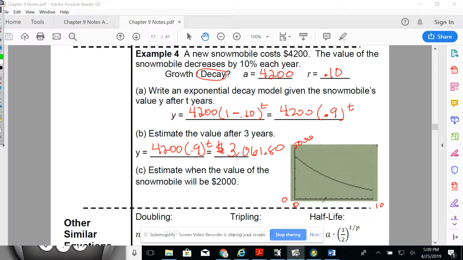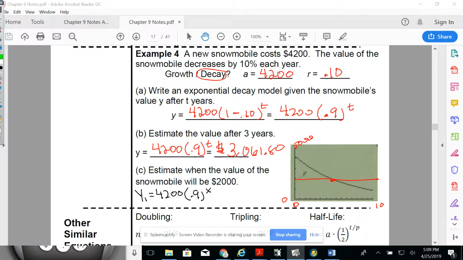And then looking at the graph over here, again, we can't extrapolate, so 0 to 10 is usually the x value. And this one, the y-intercept is 4,200. So you can interpret that that's 5,000. They go by thousands here. So if we were to graph the 2,000 mark, a horizontal line at 2,000, then we would just look at our y equals. So in y1, we type in 4,200 times 0.9 to the x.